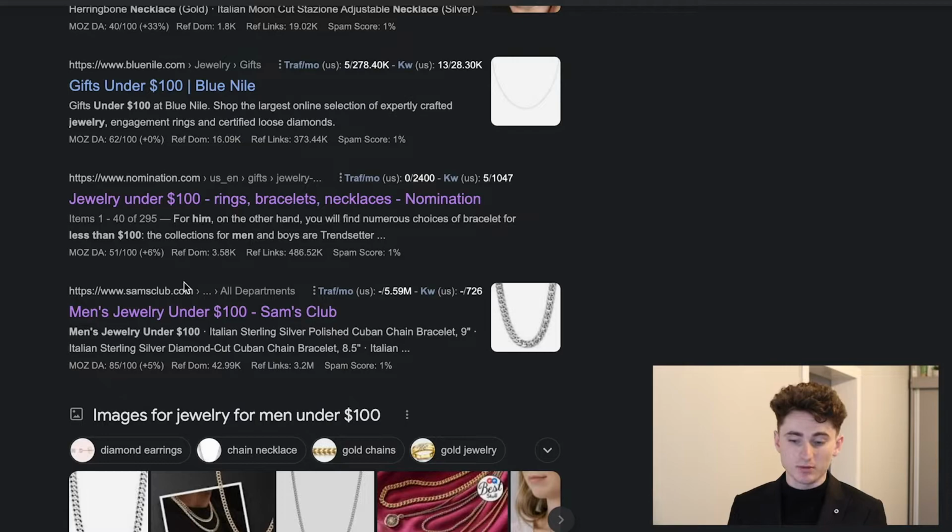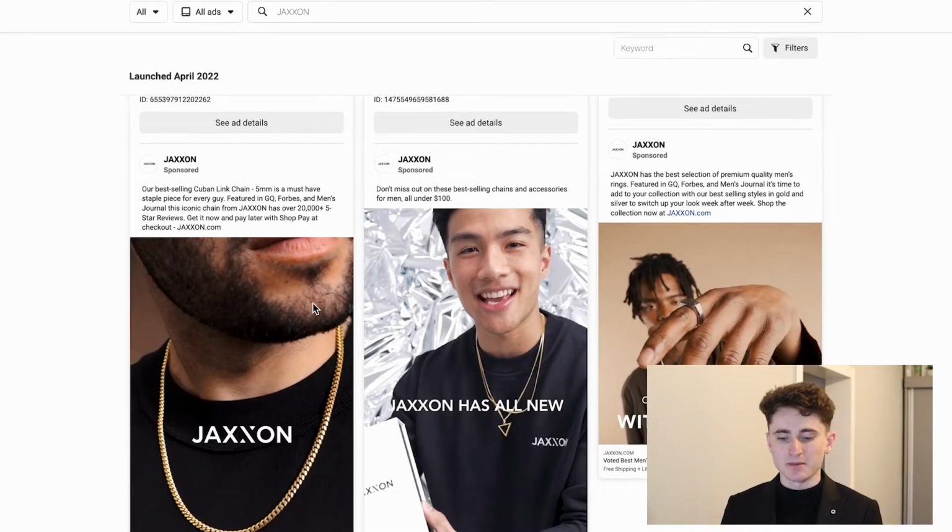So there is no problem finding these types of products. There are tons and tons of them out there. But for them, this type of ad is going to work. Why? Because they have, first of all, a lot of traction, and they have a lot of third-party validation, meaning that they've been featured in magazines like GQ, Forbes, Men's Journal.